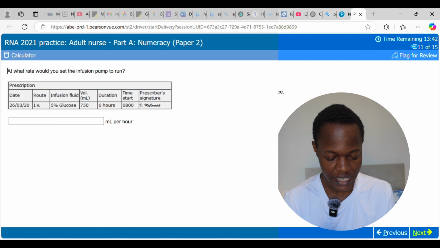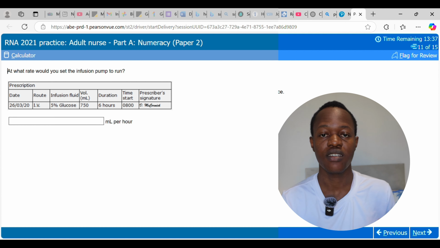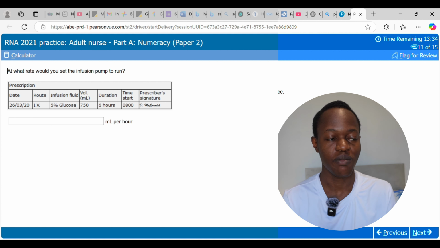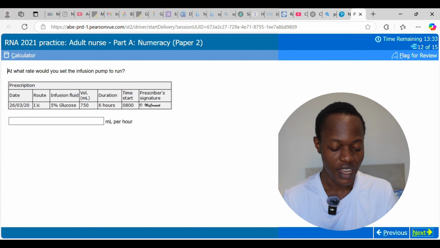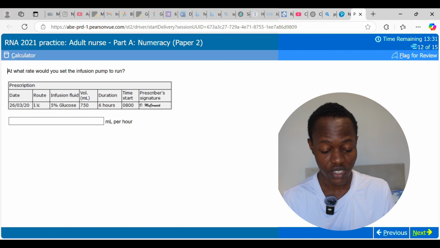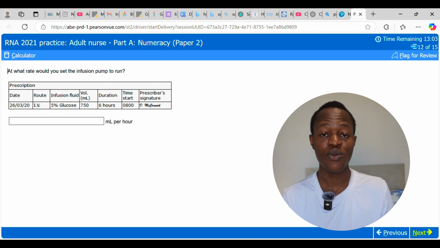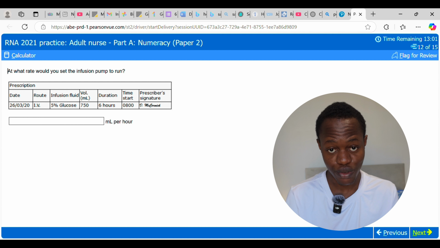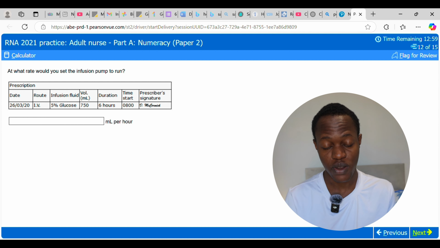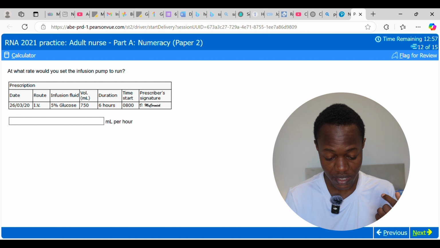At what rate would you set up the infusion pump to run? Now this is basically flow rate, how to set up an infusion. Yeah, so this one is basically multiplication, or division rather. Let's see, you have 750 mil to run for 6 hours. So basically what you have to do is to take 750, the volume, and divide it by the hours given. That is 750 divided by 6, which gives you 125 mil per hour.